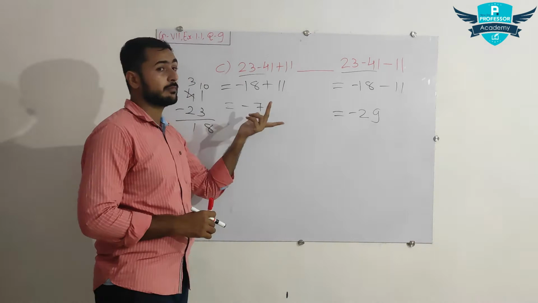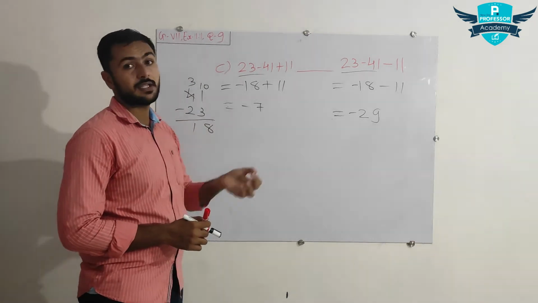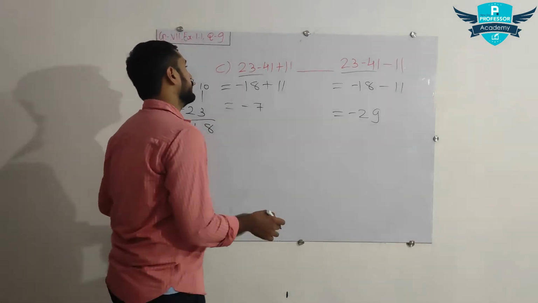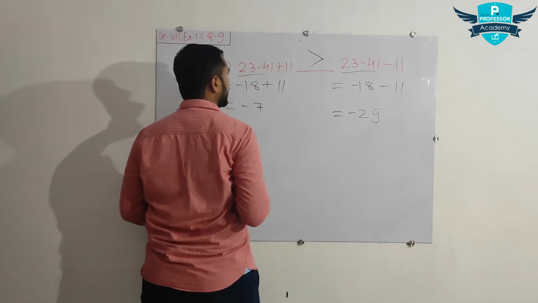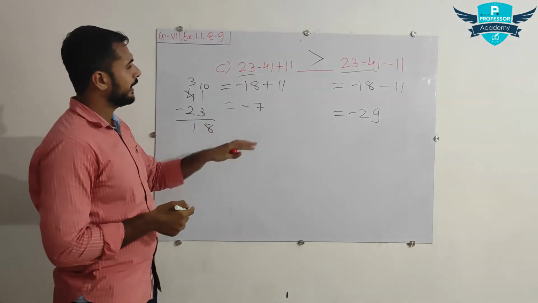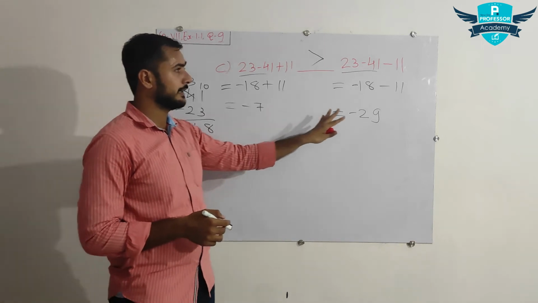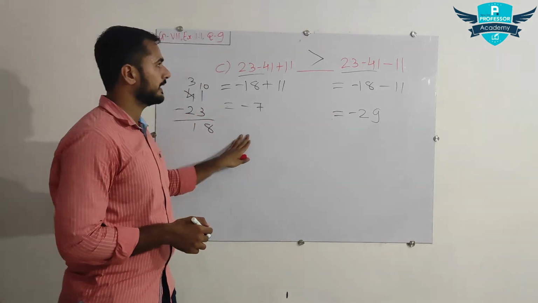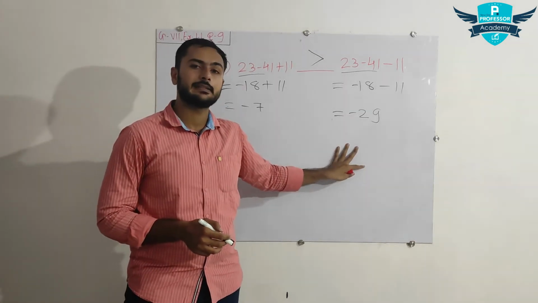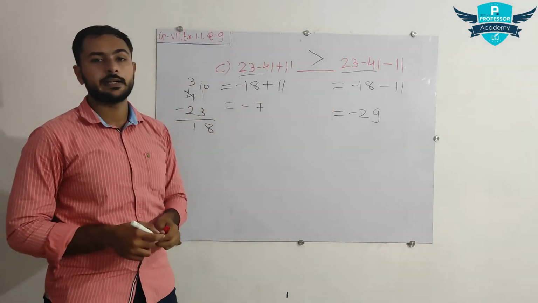Now the question is, which is the bigger number? Minus 7 is the bigger number. Okay, so we will put this sign over there. What does it mean? Left hand side is bigger than right hand side. Left hand side is greater than right hand side. This is the sign for greater than.